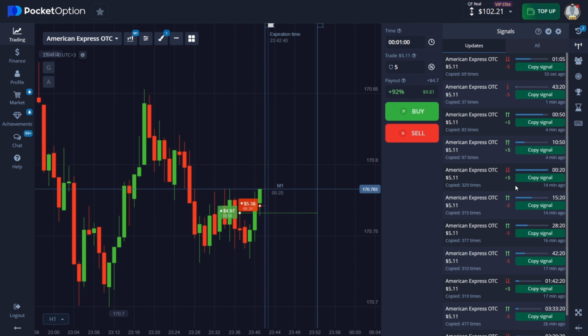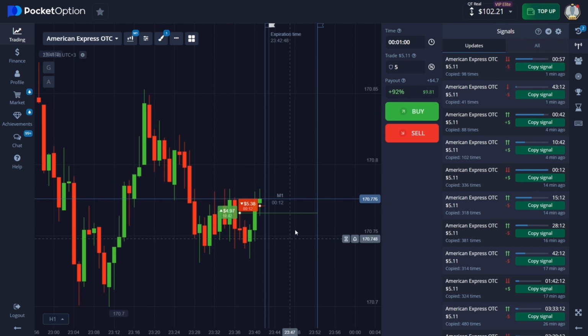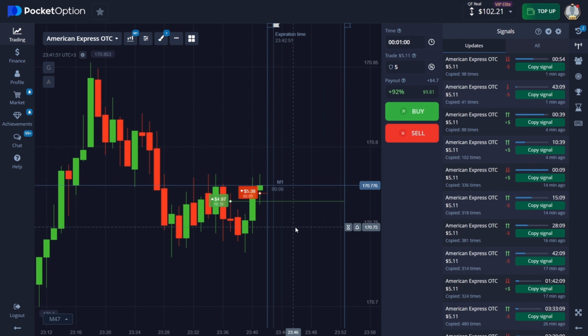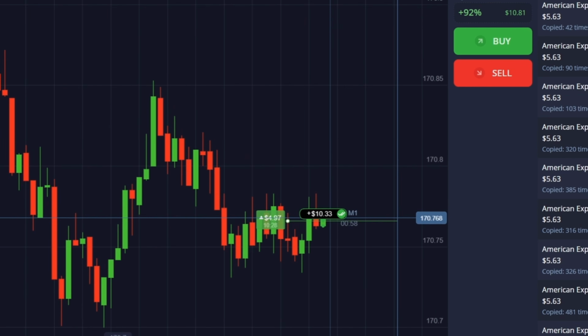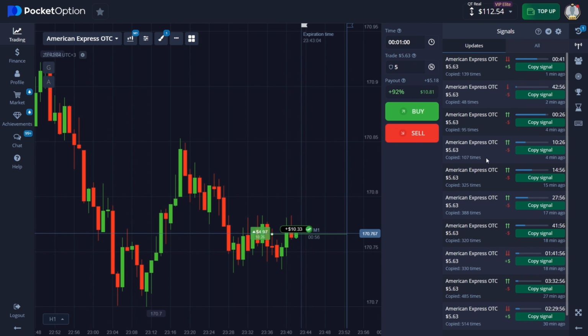Currently, the trade is not in our favor, but we still have 20 seconds left. Okay, it's coming back and going in our favor. We won another trade. Now my balance has increased to $112.